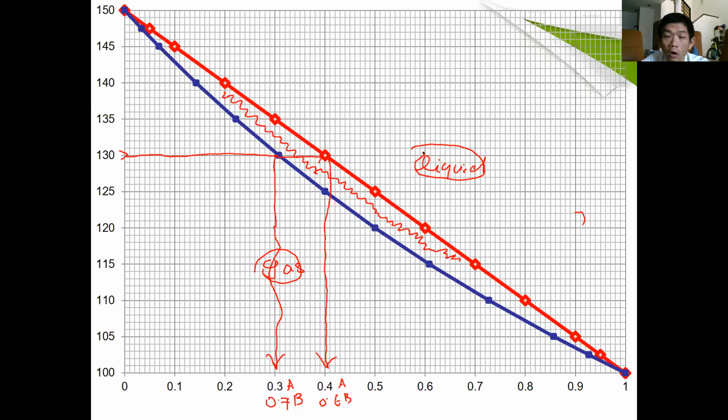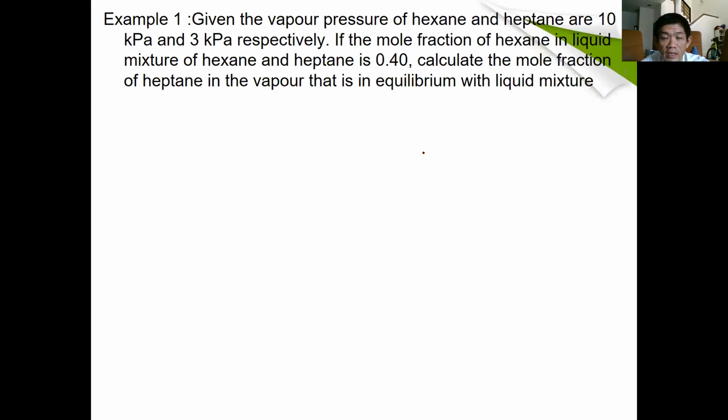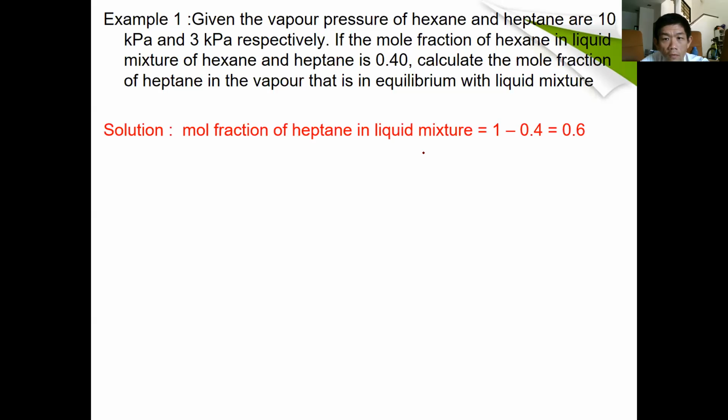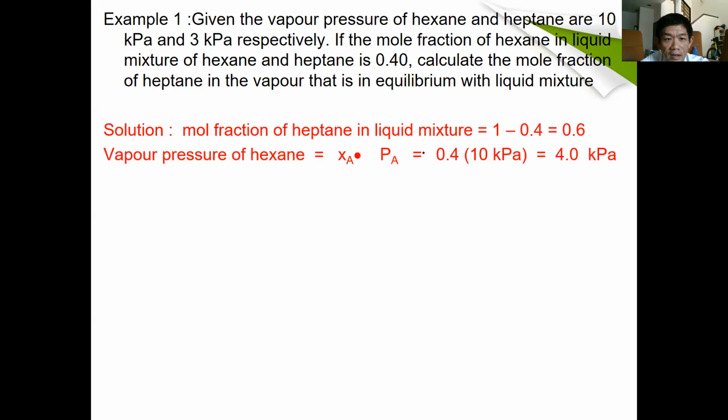So we are going to continue with more examples of how to calculate the vapor pressure. In example 1, given the vapor pressures of hexane and heptane are 10 kilopascal and 3 kilopascal respectively, if the mole fraction of hexane in the liquid mixture of hexane and heptane is 0.40, calculate the mole fraction of heptane in vapor and that in the liquid mixture. First of all, you have to calculate the partial pressures of both hexane and heptane accordingly.